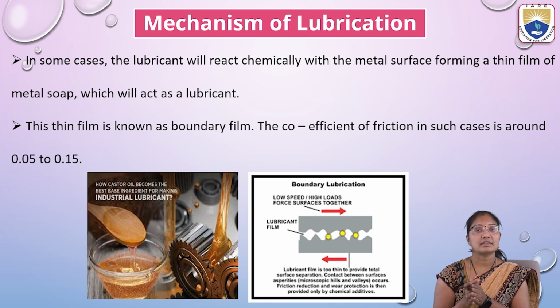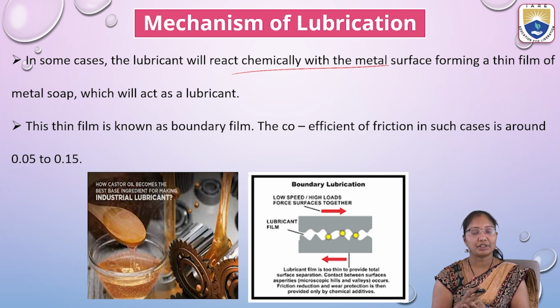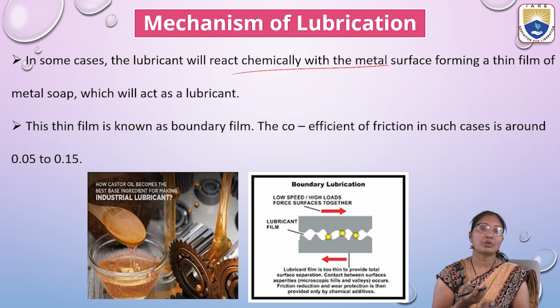In some cases, the lubricants will react chemically with the metal surface. So the choice of lubricants is also important, coming to the properties of the lubricants. It should be chemically inert, and it should have oxidation stability and thermal stability. Since we are making a thin film by using chemical or physical means of force on the metal surfaces, there is a possibility of the lubricants reacting with the metals. So the metals may undergo reduction or oxidation, so they both undergo a reaction.